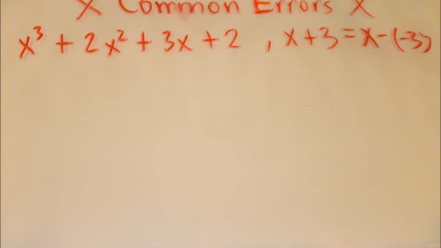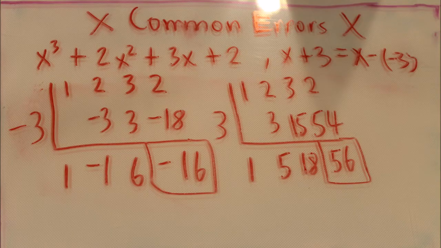One of the most common errors made is that in the remainder theorem, the polynomial f of x is divided by x minus k. Therefore, x plus 3 should be changed to x minus -3, and as a result, the k value is -3 as opposed to +3. As you can see here, making this mistake will result in a completely different answer.